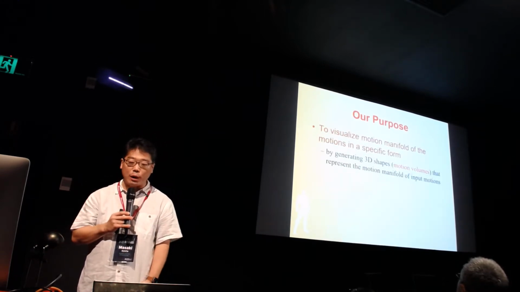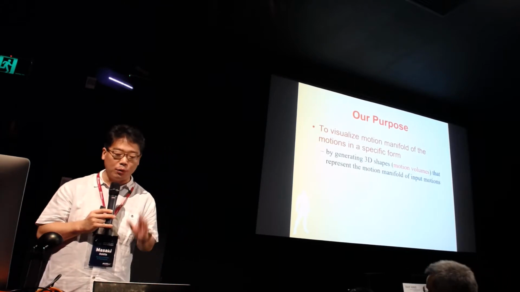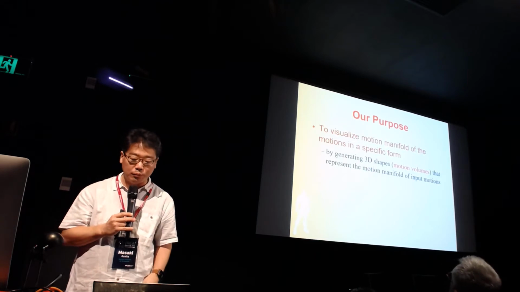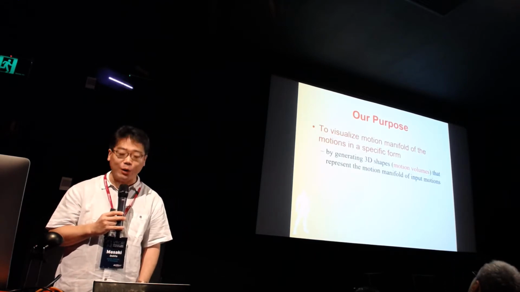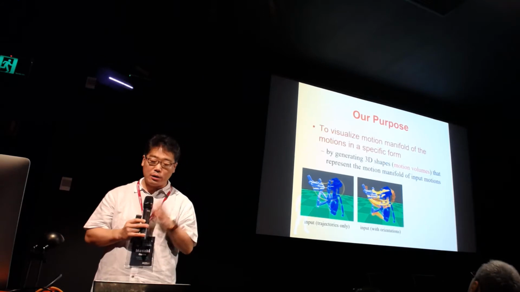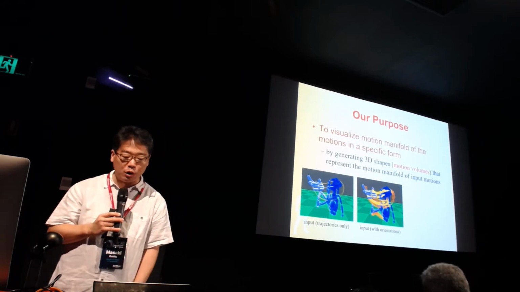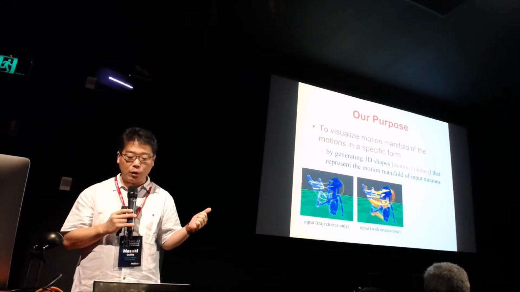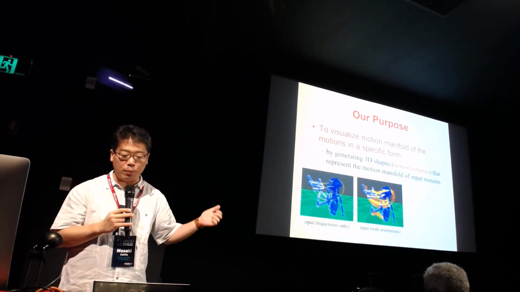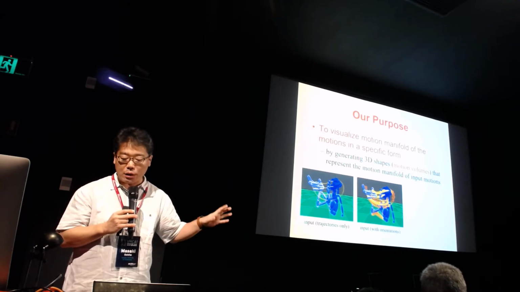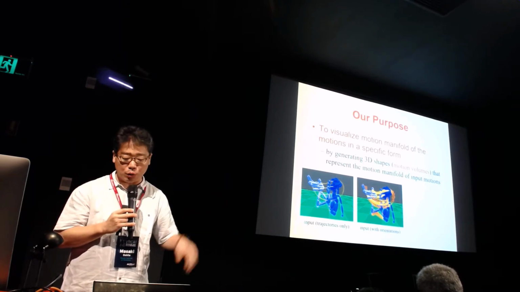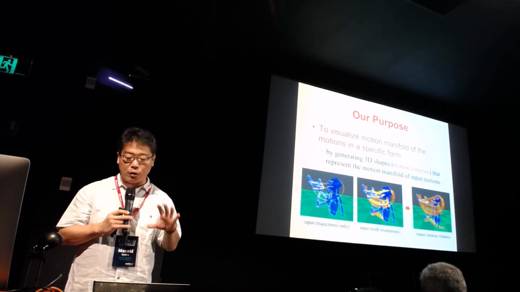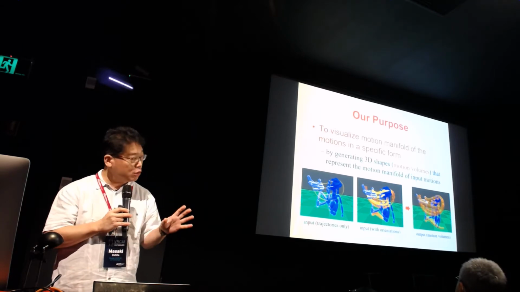So the purpose of this work is to visualize motion manifold of motions in a specific form by generating 3D shapes that represent the motion manifold. We call these 3D shapes motion volumes. This is an example of our method for 8 motions of a tennis forehand shot that are performed by a skilled player. The input data are spatial and orientational trajectory of body parts from all the input motions. And we can see that there are some variations in these motions. The output visualization contains 3D shapes that represent the spatial and orientation ranges of these input motions.